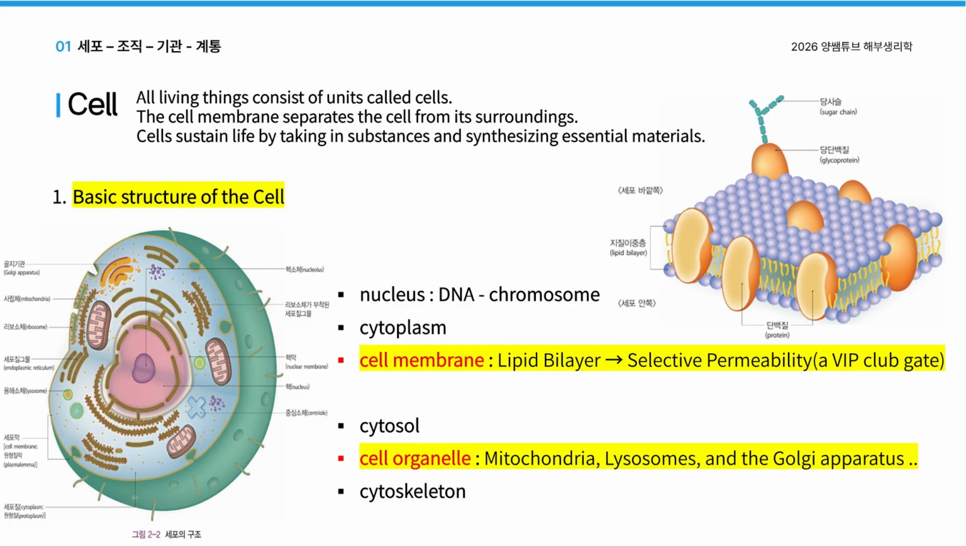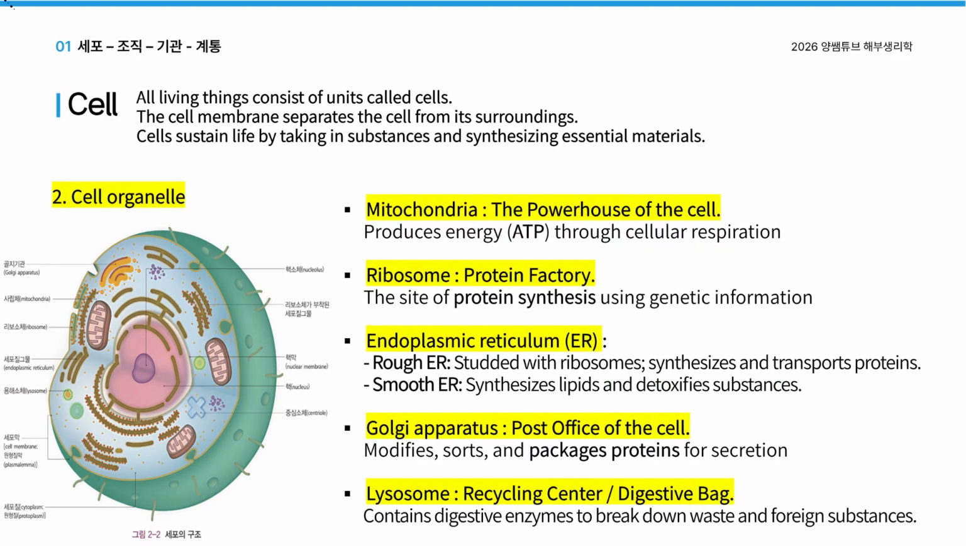The space inside the cell membrane is the cytoplasm. It's filled with a jelly-like fluid called cytosol, where all the cellular activities happen. Inside the cytoplasm, we have cell organelles. These are like small organs within the cell, such as mitochondria, lysosomes, and the Golgi apparatus. We will study these in much more detail on the next page, so stay tuned. Finally, the cytoskeleton. Just like our bones, this is a network of protein fibers that maintains the cell's shape and helps with movement. Now, let's look at the cell organelles.